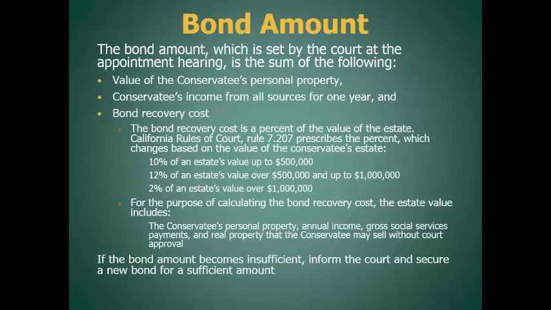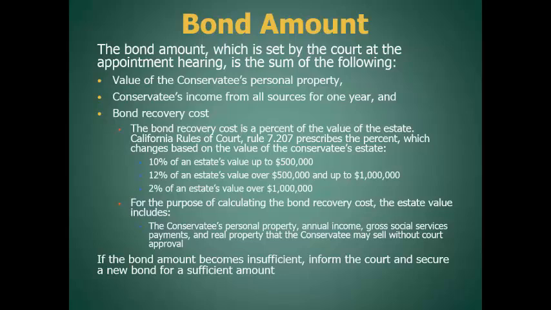Pursuant to Rule 7.207, the value of the estate includes the value of personal property, the annual income of the estate, and the gross annual payments under Probate Code Section 2320, which includes social services payments for aid and medical assistance, the care of children, or county aid and relief for indigent individuals.